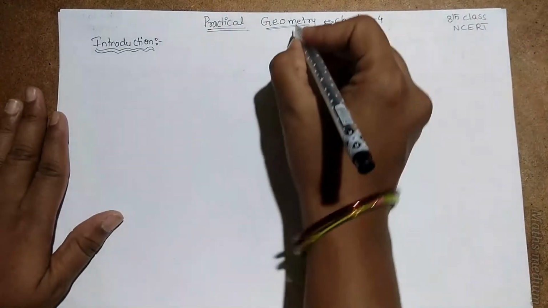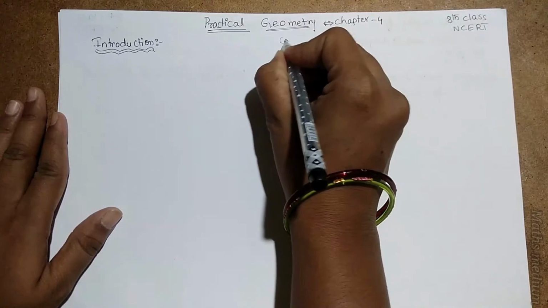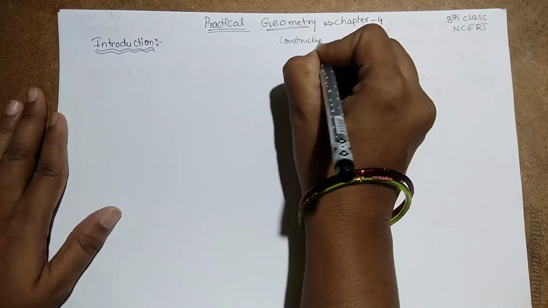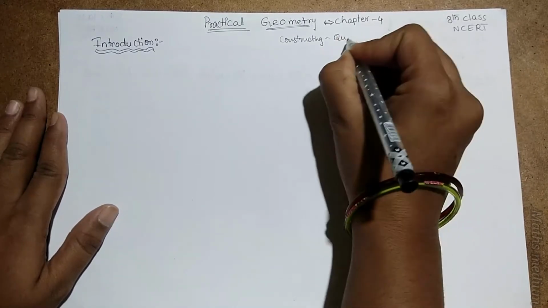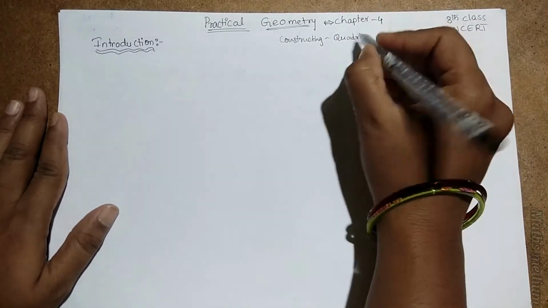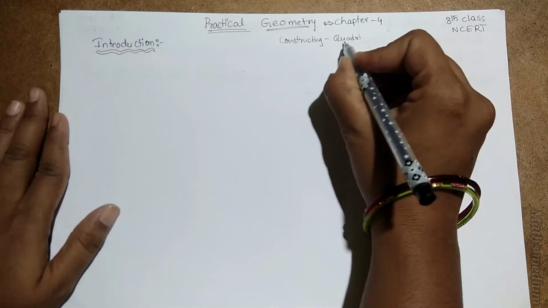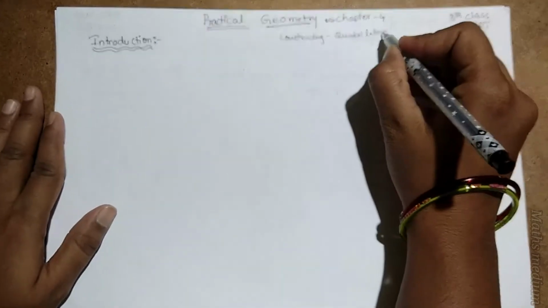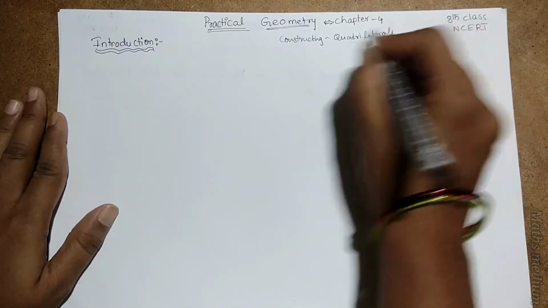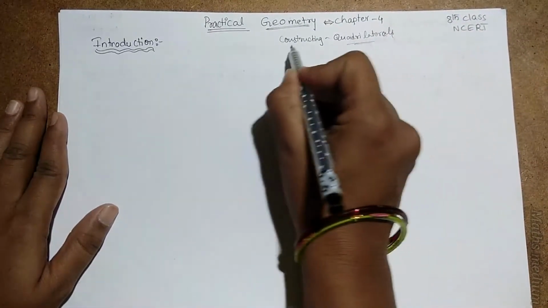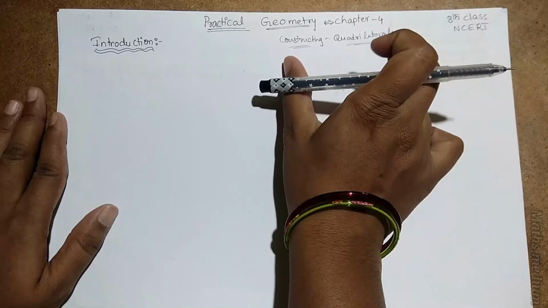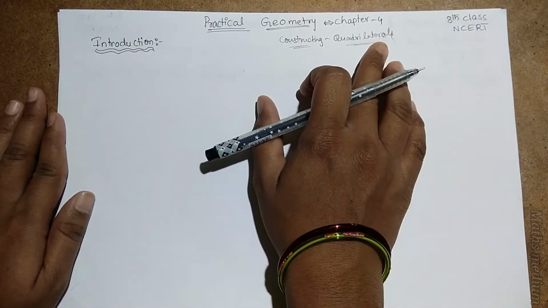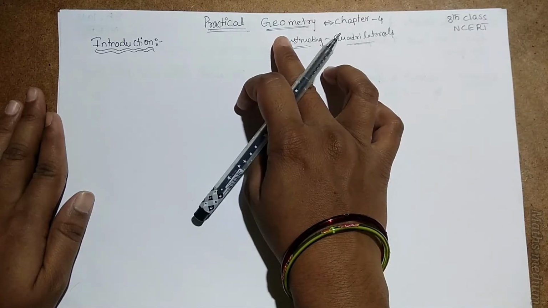Especially in this chapter we are going to do constructing quadrilaterals, what we have studied in a previous chapter. So this is construction of quadrilaterals. This chapter belongs to most of these things. So before going into the introduction, we know quadrilaterals and we know about geometry also.